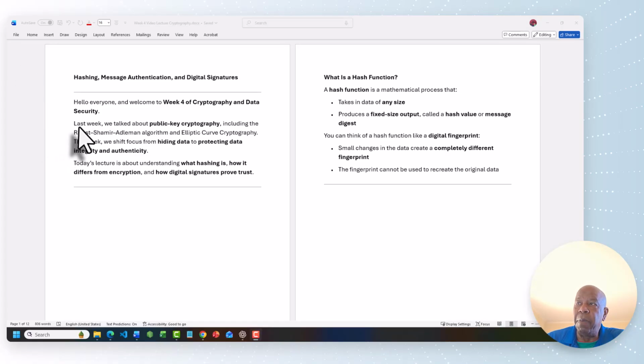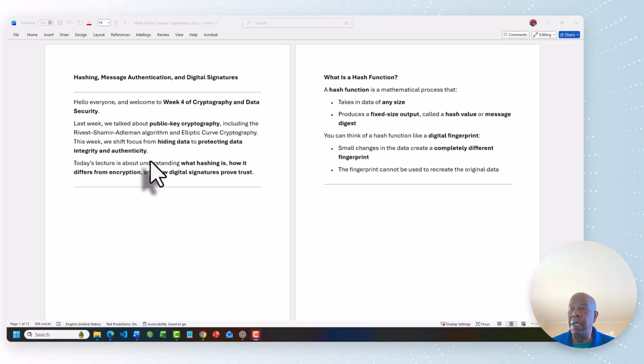Last week we talked about public key cryptography, public keys, private keys, and including the RSA and elliptic curve. This week we're going to focus on moving from hiding data to protecting data integrity and authenticity. Make sure that the person who is either receiving or sending the data is authentic.